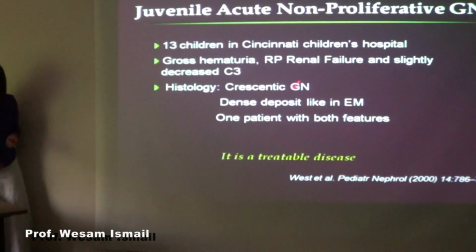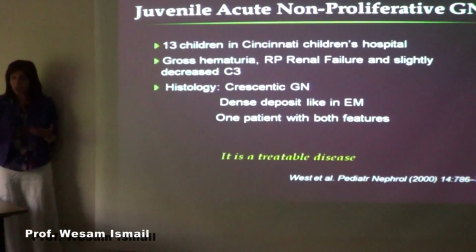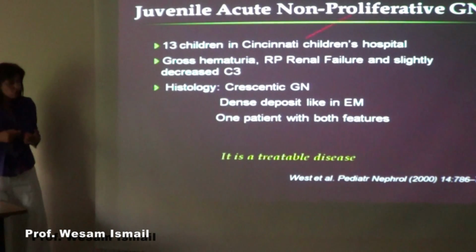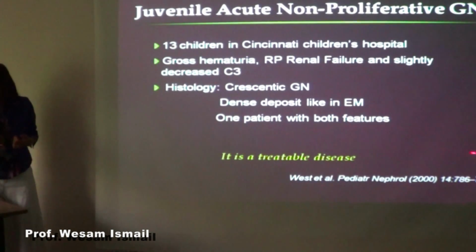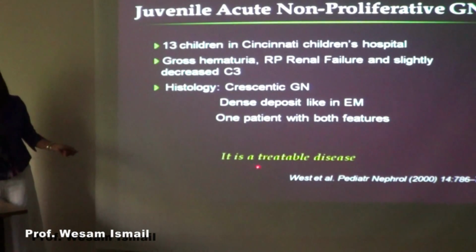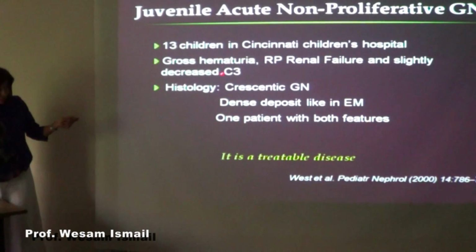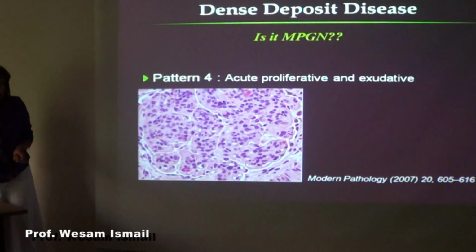So the important point, I just put this slide not to elaborate on it and not to get out of subject, but to know that this disease is treatable. This pattern. How did they treat these young children? I don't remember it, but you have the reference if you want to look. I really don't remember, but there is more than one report on juvenile acute non-proliferative glomerulonephritis, and they did include it within the study they did for the dense deposit because of their EM findings. But it still remains that this pattern specifically was a treatable disease other than the rest of the patterns.